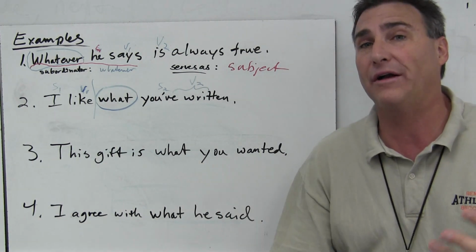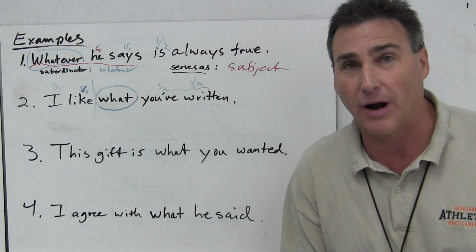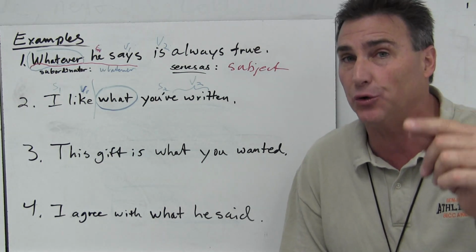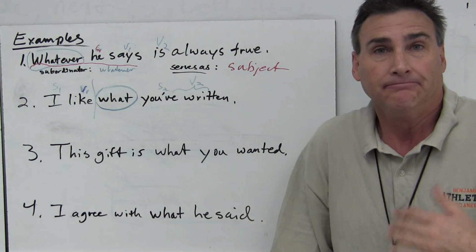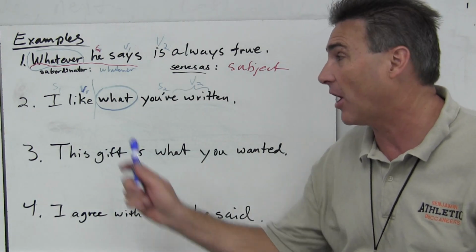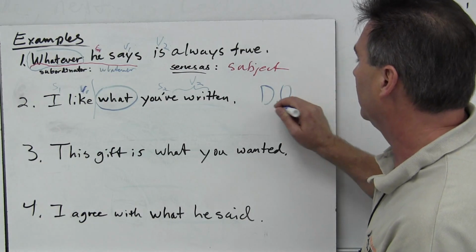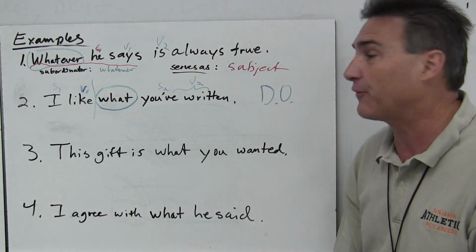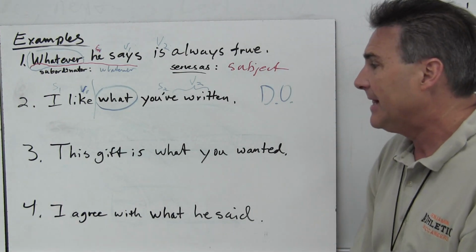We use that what following the verb to help us identify what? A direct object, right? I see what? I see you. You're the direct object of see. I like what? I like what you've written. That then is the direct object. So what we've got here is a direct object being formed by the noun phrase, what you've written. Very good. Let's look at example 3, shall we?